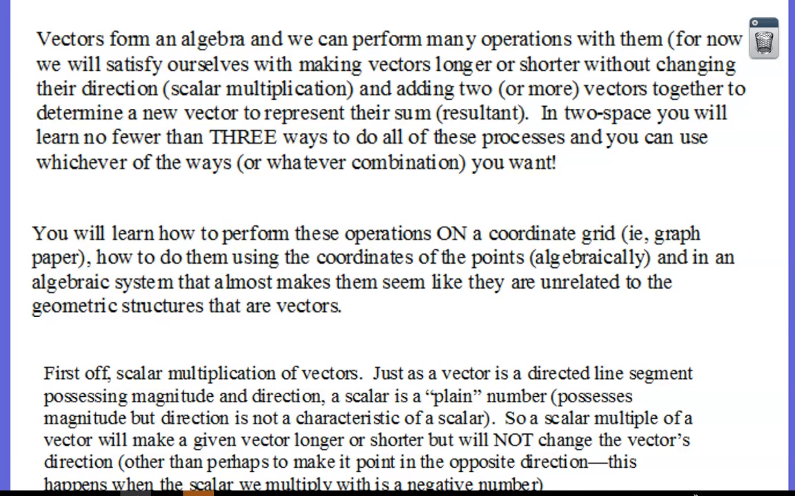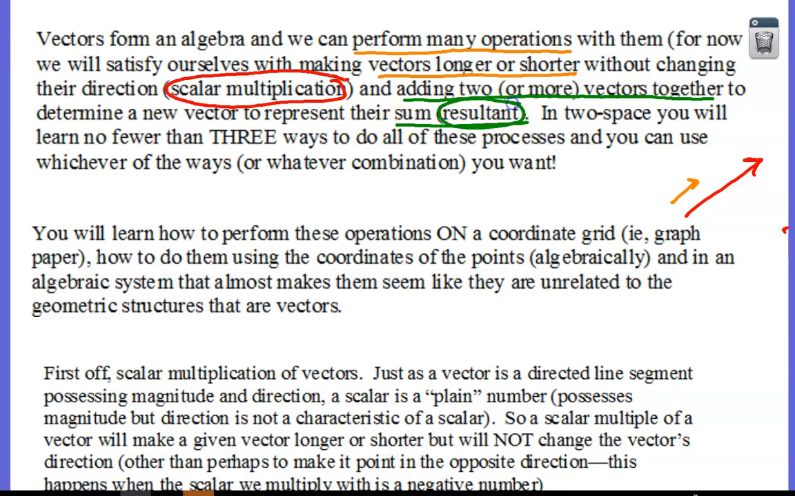Okay, so we're going to do some operations with our vectors. We're going to make the vectors longer or shorter without changing their direction, so something like this. We might go from that to that. So we want to know how to change their magnitude. That's something called scalar multiplication, which we'll do in a moment. We're going to add vectors together, two or more. We'll start with two. We'll do some more. And then we'll talk about what their sum looks like or what the resultant vector looks like. And we're going to learn a bunch of different ways to do these. So you'll be learning what's best in what situation.